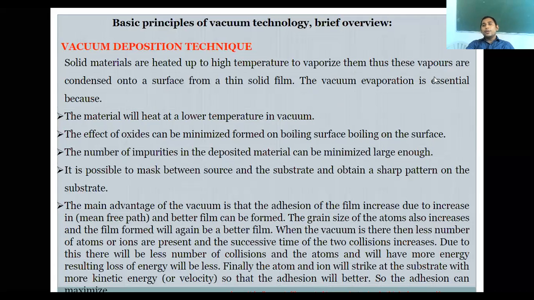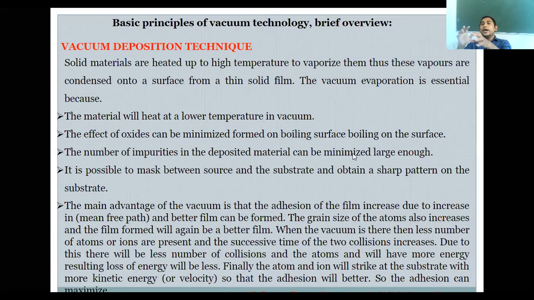So vacuum evaporation is essential. Why is vacuum evaporation essential? Why is vacuum technique important? Because the material will heat at lower temperature in vacuum. If we heat at a very low temperature, it is possible to evaporate that material. Second, the effect of oxide on the surface can be minimized. Third, the number of impurities in the deposited material can be minimized.